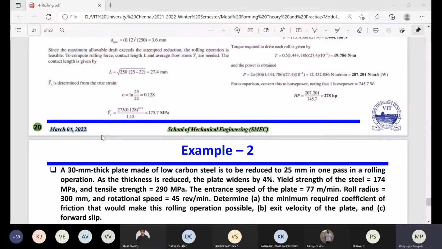Then second is exit velocity. Okay, so for exit velocity, this is for W part, it is given. As the thickness is reduced, the plate widens by 4%. So that means WF equal to 1.04 W0, 4%.